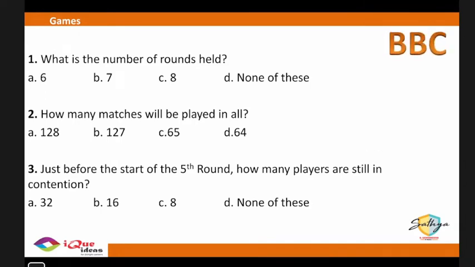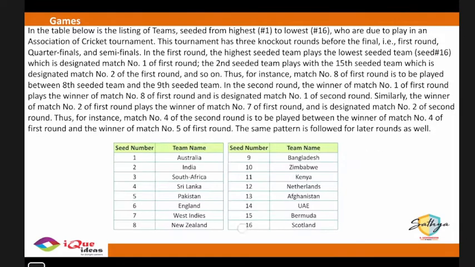Now let's take a look at a similar example, and this is going to be interesting. In the table below is a list of teams seeded from number 1 to number 16 who are due to play in an association of cricket tournament. This tournament has 3 knockout rounds before the final. So that is first round, quarterfinals and semifinals. In the first round, the highest seeded team plays the lowest seeded team, that is 16, who is designated match number 1 of first round.